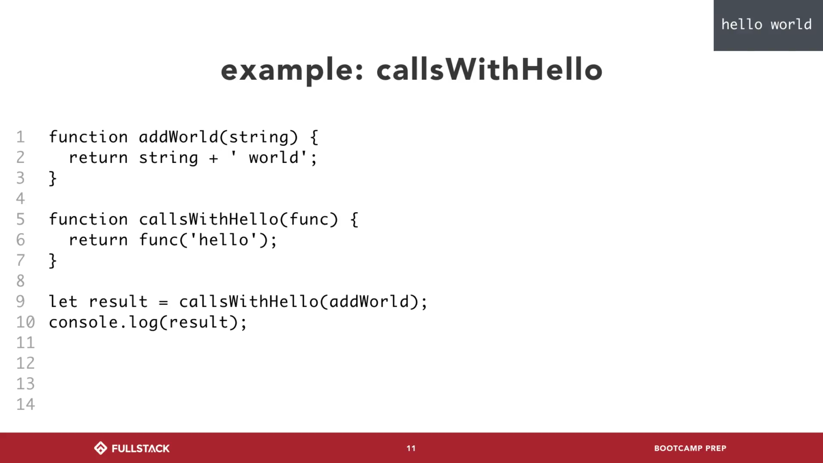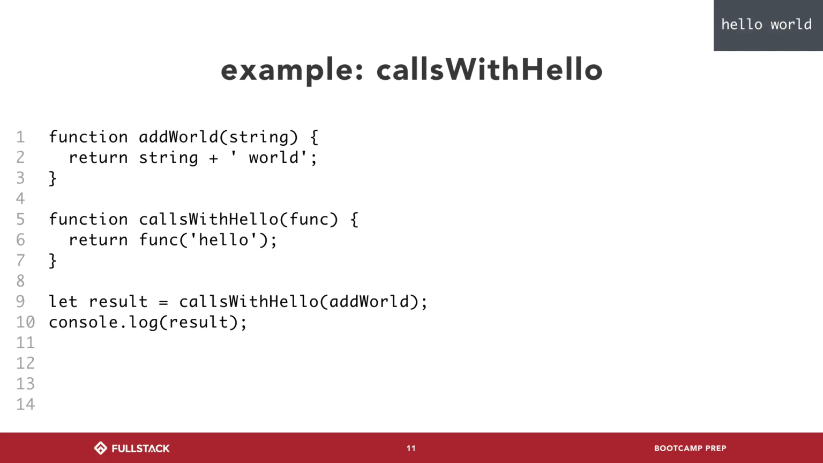When we go into calls with hello, add world, this variable add world is pointing to the same function as func, right? These two are now pointing to the same exact function. Okay? And on line 6, if we ignore the return for now, what we're actually doing is invoking func. So on line 6 is where we're actually invoking add world. Now, we're passing into add world this string called hello, and it basically returns back hello world, right?